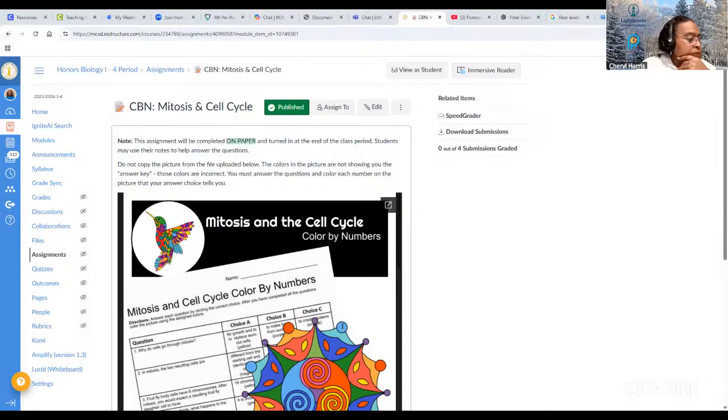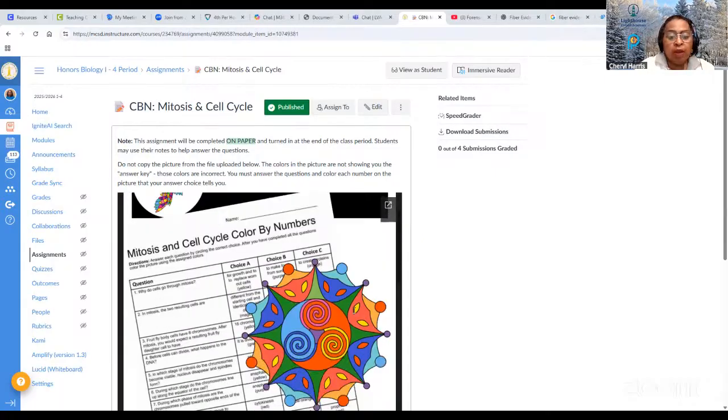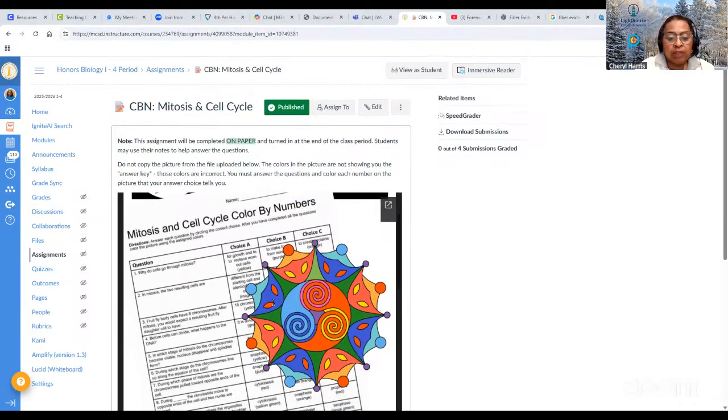All right, so I got this up. Somebody's asking me, how do I do this assignment? So let's look at this. First of all, I want to say that this picture right here on the title page is not the right colors, but it gives you an idea of what it will look like when you finish coloring. It'll look something like that.